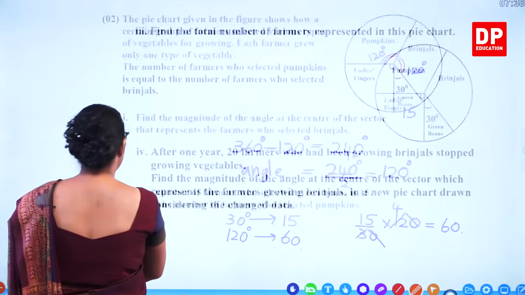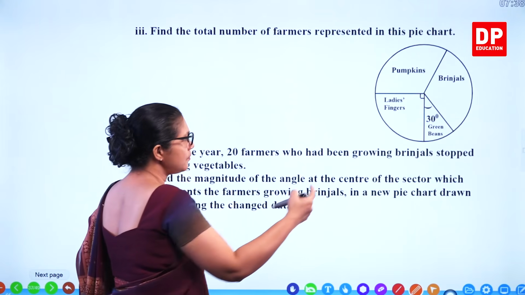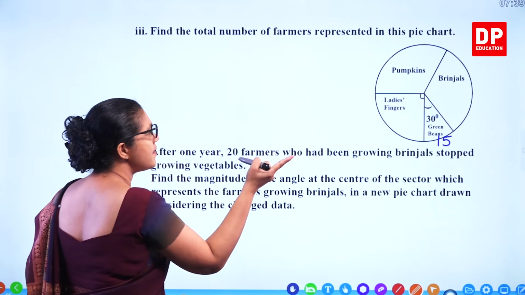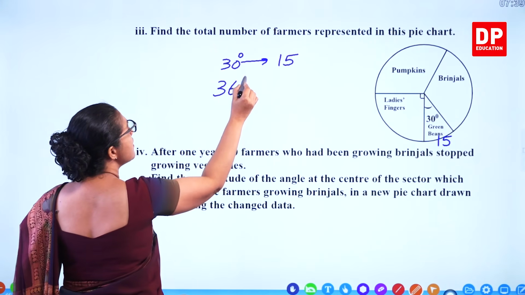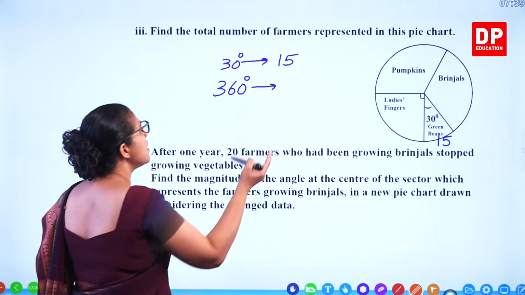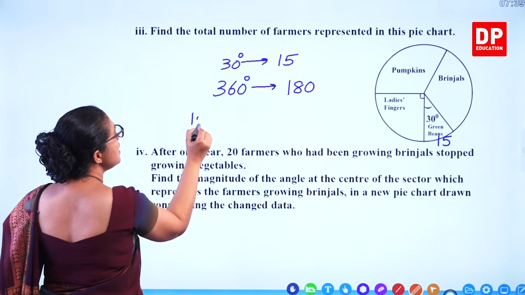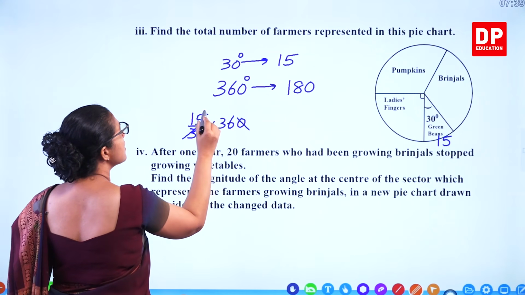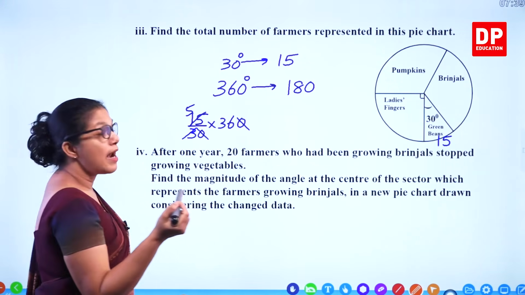Now let's take the next one. Part 3. Find the total number of farmers represented in this pie chart. We can use the same thing. 30 degrees is 15. So what about 360 degrees? 30 becomes 15, half of it. 360, half of it, 180. Or you can do the calculation. 15 divided by 30 and multiplied by 360. You get 36 times 5, that's 180. So altogether there are 180 farmers.